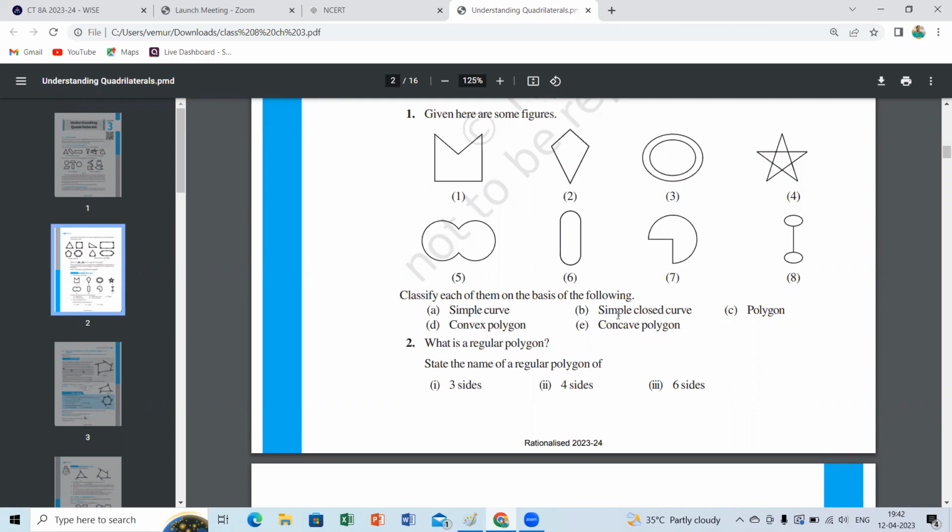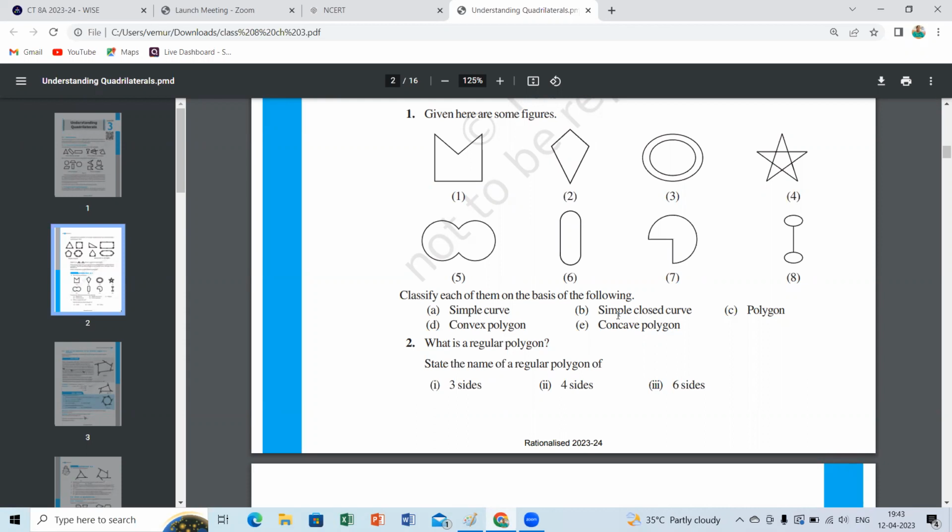Coming to the fifth one. It's a closed curve. Sixth one, also a simple closed curve. Seventh one, is it a polygon first of all? No, ma'am. Why? Because the sides are curves here.